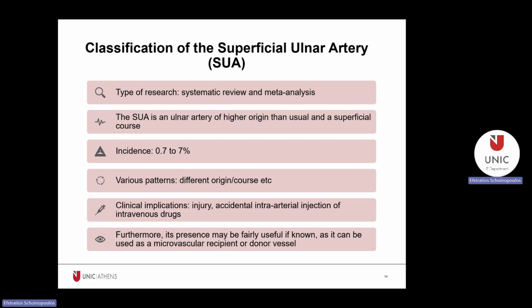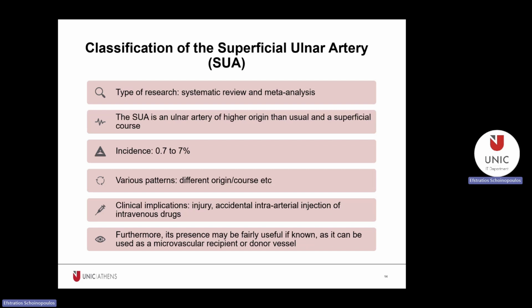Another project is an effort to classify the superficial ulnar artery. Superficial ulnar artery is one of the most common anatomical variations of the normal ulnar artery. Actually, a case report presenting this variation was my first publication, and it is a very important variation, and I'm going to explain why.